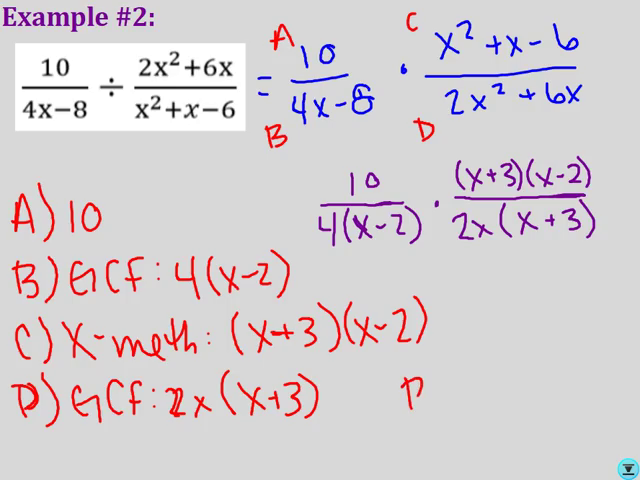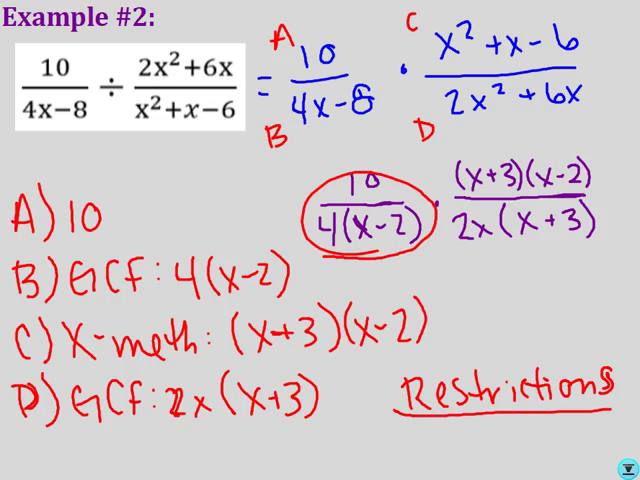So restrictions, our denominator cannot equal 0, and since we already have everything factored, it's a lot easier to see. So in our first denominator, x cannot be 4, which is a true statement. 4 is just a scale factor. Or x minus 2 cannot equal 0. You would add 2 to both sides, so x cannot be positive 2.